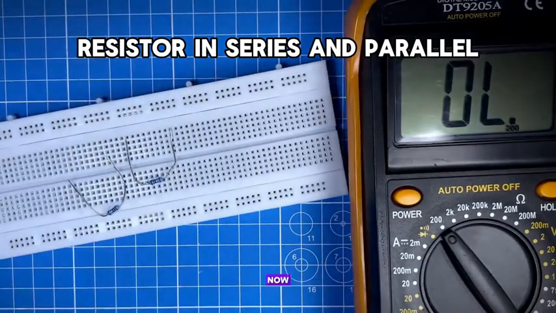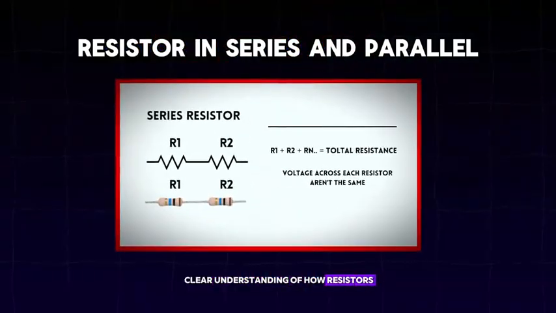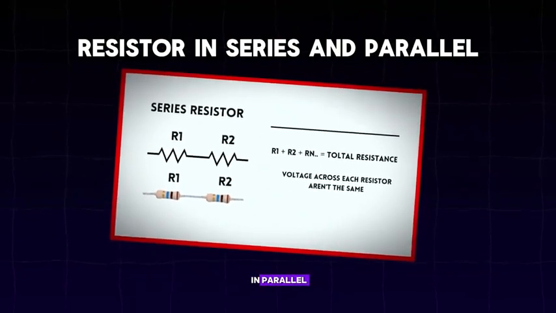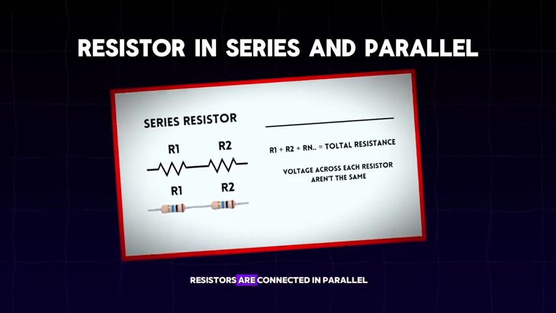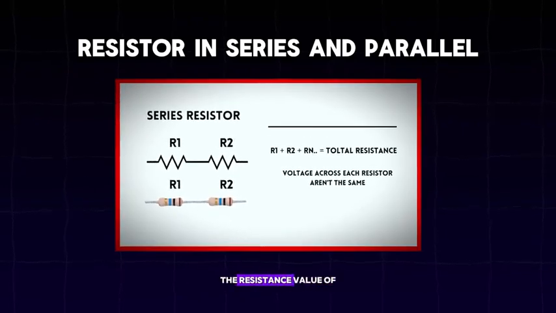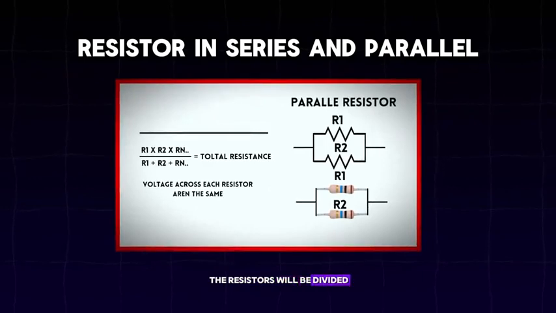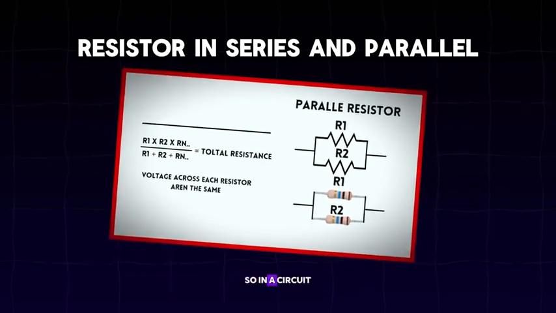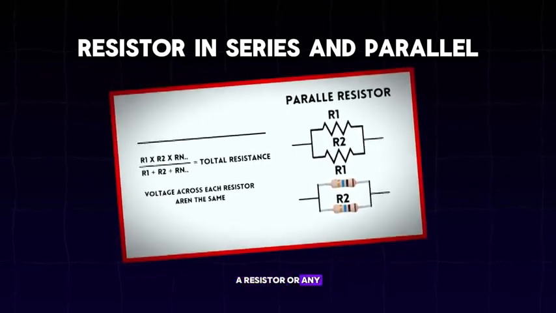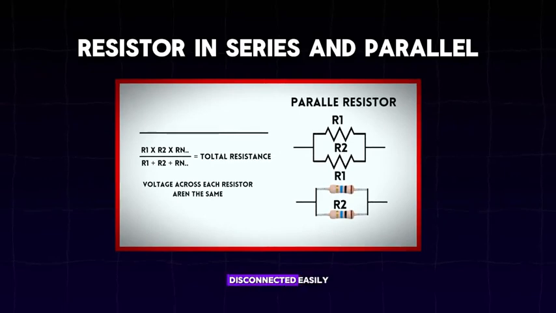resistor value. Now that you have a clear understanding of how resistors function in series, let's discuss their operation in parallel. If two or more resistors are connected in parallel, the resistance value of the resistors will be divided, and the voltage is the same across all the resistors. So in a circuit like this, a resistor or any other component can be connected or disconnected easily without affecting other elements in a parallel circuit.